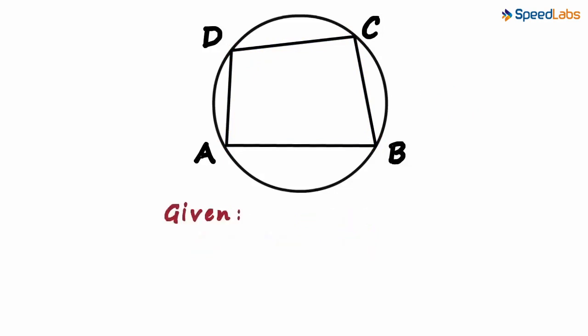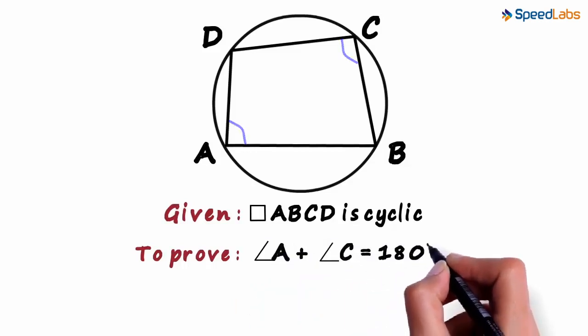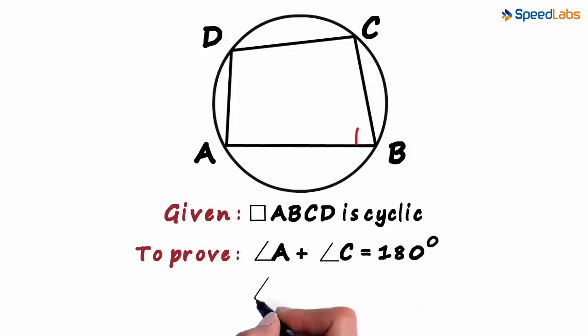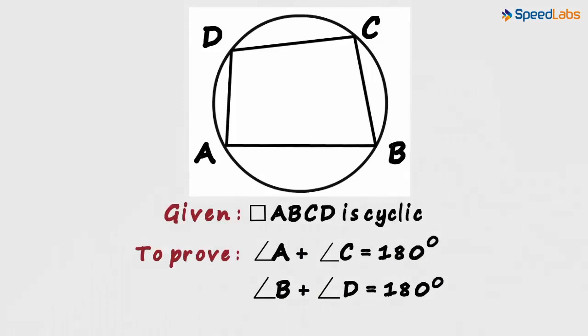We are given that quadrilateral ABCD is cyclic, and we have to prove that its opposite angles add up to 180 degrees. This would mean angle A plus angle C equals 180 degrees, and angle B plus angle D equals 180 degrees. The figure we have is absolutely blank. Nothing's given to us about the sides or the angles. The only thing we do know is that all the four vertices A, B, C and D lie on the circle.